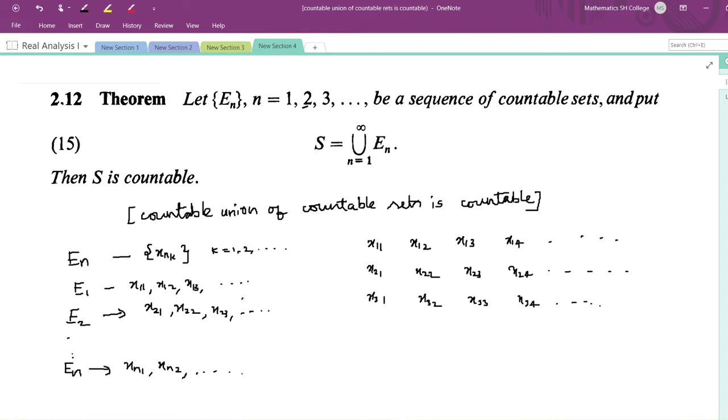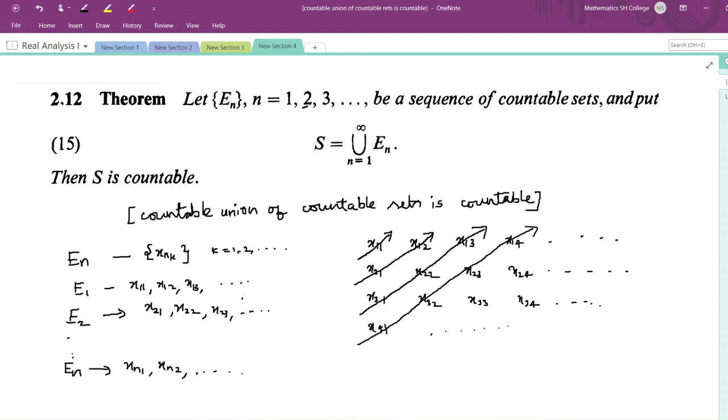Now, the first row represents E1, the second row represents E2, and like that. So suppose I mark these two elements, I make a combination like this. If I draw lines like this, next here I will have x41. So this will be like this. You can see that each element will come inside this.